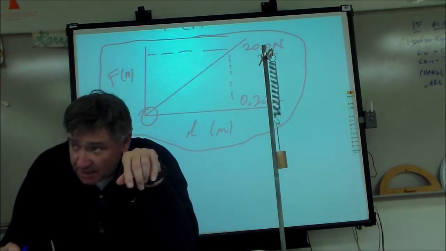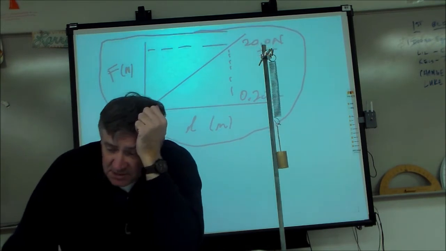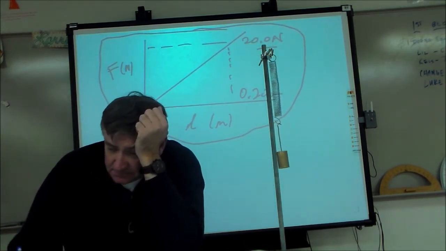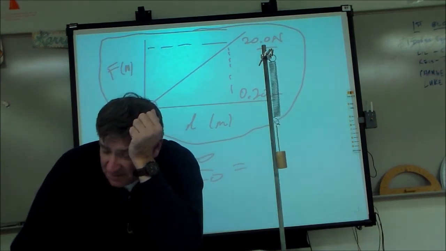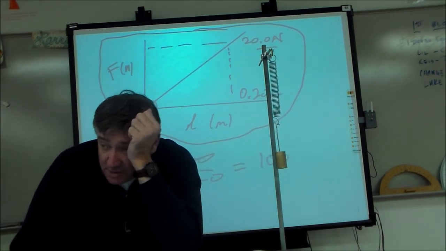find the slope of the line? Yes. Sam, what would the slope of that line be? 20 newtons minus 0 divided by 0.20 meters minus 0. So what do you get? What's 20 divided by 0.2? 100. Now, what units do I get?